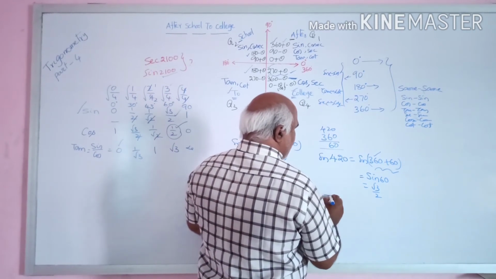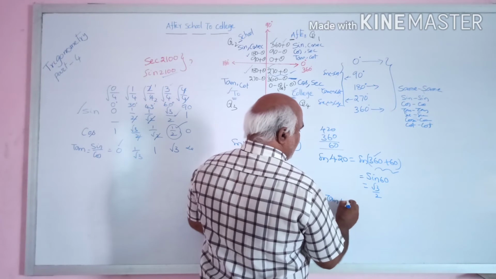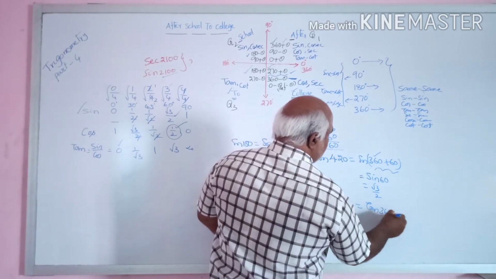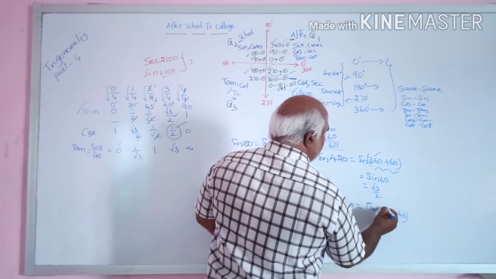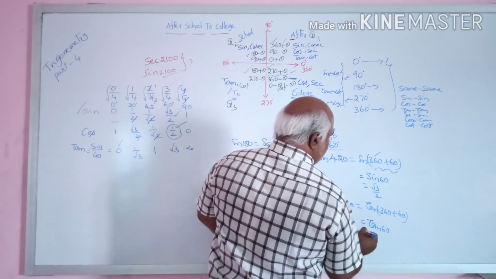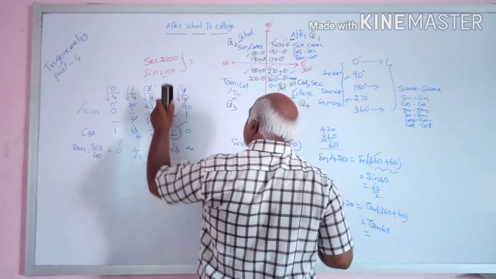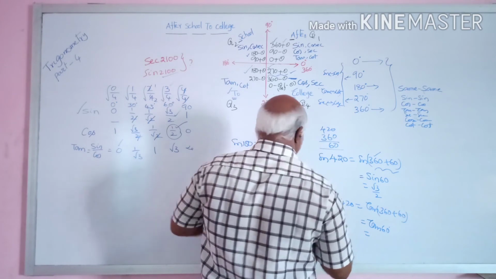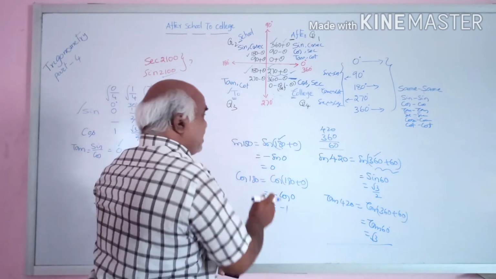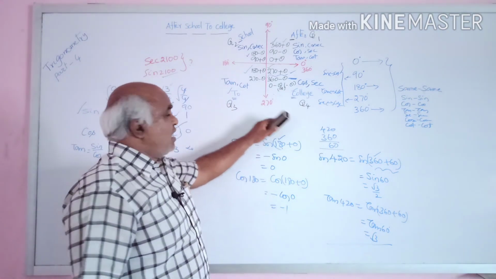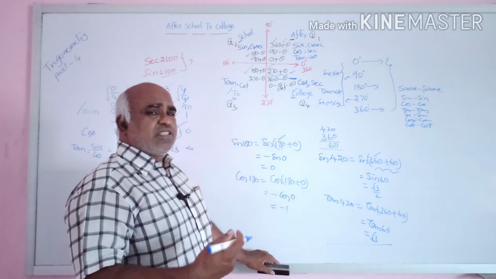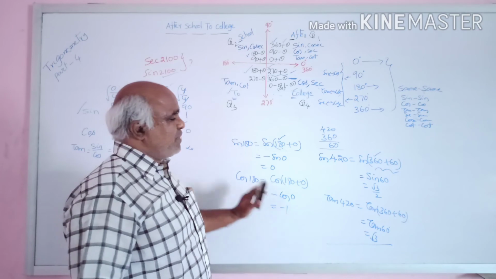Similarly, tan 420. Tan 420 can be written as tan of 360 plus 60 because it is in the first quadrant. In the first quadrant, same to same. Tan 60. Tan 60 degrees value is root 3. Like this, you can easily find out by using the after school to college and this simple technique table. We can find the largest value in a similar, simple manner.